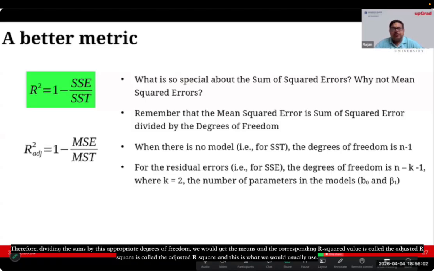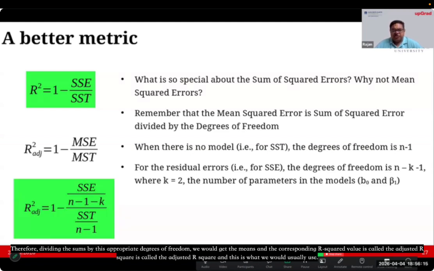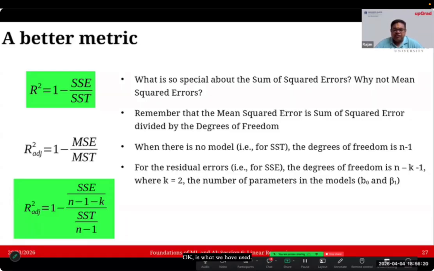Therefore, dividing the sums by the appropriate degrees of freedom, we would get the means. And the corresponding R squared value is called the adjusted R squared. It's called the adjusted R squared. And this is what we would usually use. This is what we would use.